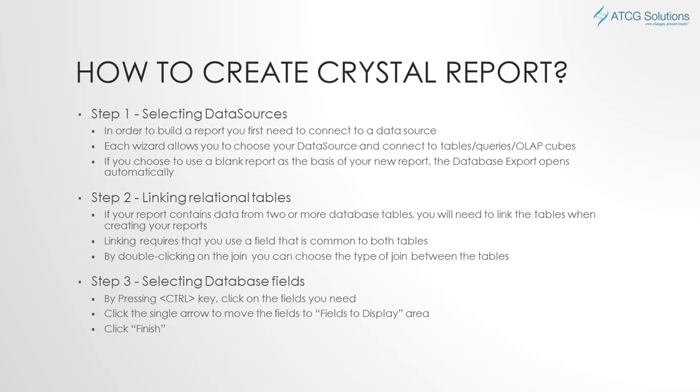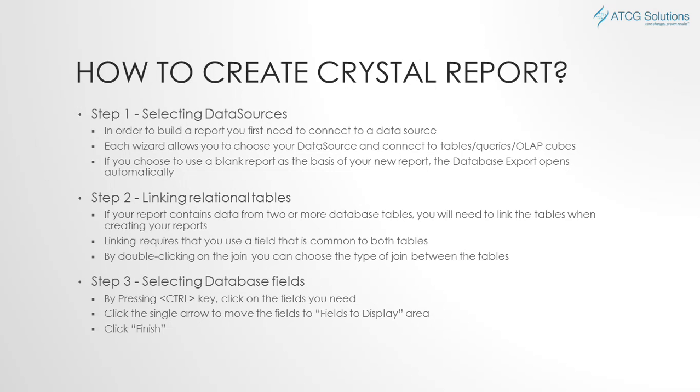Step 2, linking relational tables. If your report contains data from 2 or more database tables, you will need to link the tables when creating your report. Linking requires that you use a field that is common to the tables. Then you need to double click on the join. You can choose a type of join between the tables.